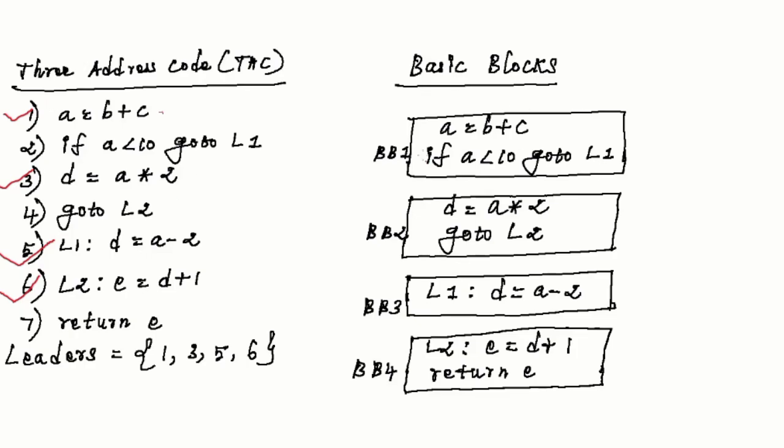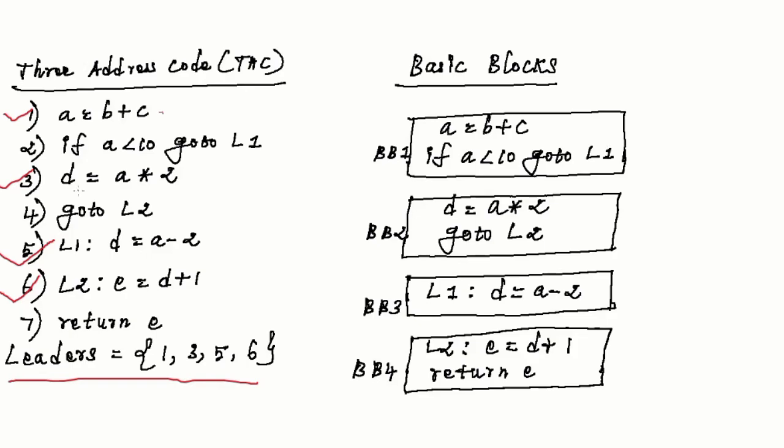Now make the basic blocks. Now we divide the code using these leaders. Start from line 1 and go till before the next leader, line number 3. It ends with the conditional jump, if A less than 10, goto label 1. Then write basic block 1: A equal to B plus C, if A less than 10, goto label 1.